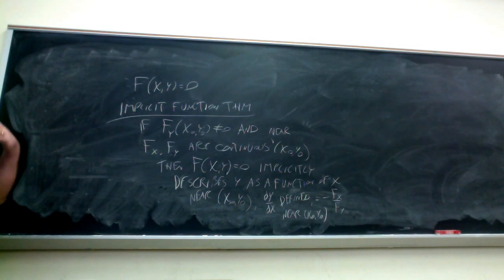Now, for the other case, we're dealing with tangent planes. The theorem would have a similar statement. We require that partial F with respect to z be non-zero at a certain point on the surface, and then you can define partial of z with respect to x and y under similar assumptions.